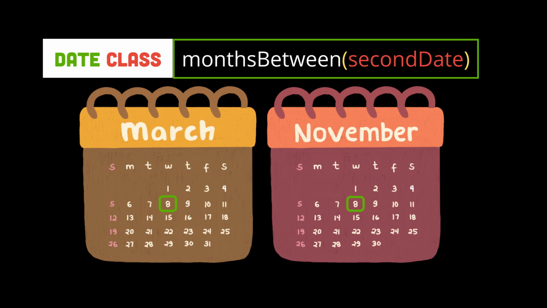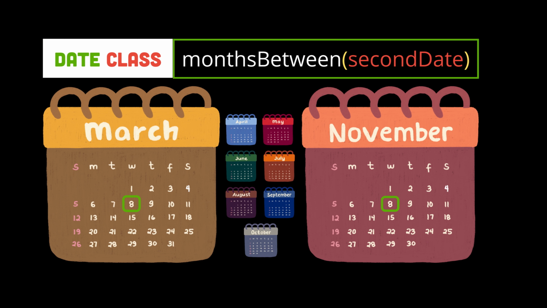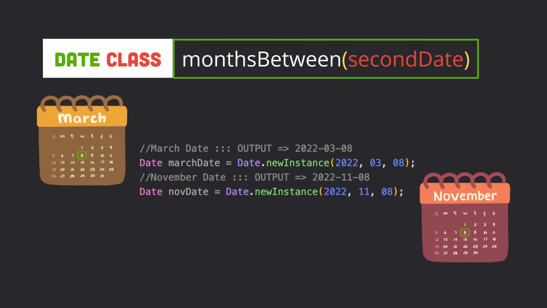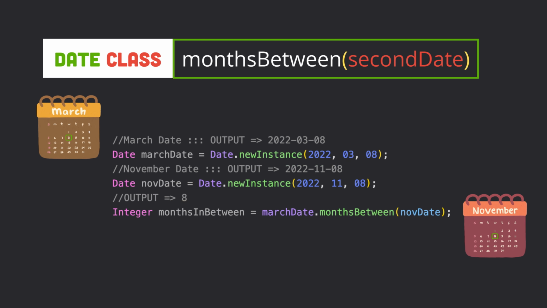The addMonths and addDays methods of the date class can be used to manipulate the respective components. The monthsBetween method can be used to get the number of months between 2 dates. For example, we have 2 instances of the date data type where we want to identify the month count between 8th of March 2022 and 8th of November 2022. To solve this, we use the monthsBetween method on our March date and pass the November date as the parameter. Finally, we get the output of an integer data type.